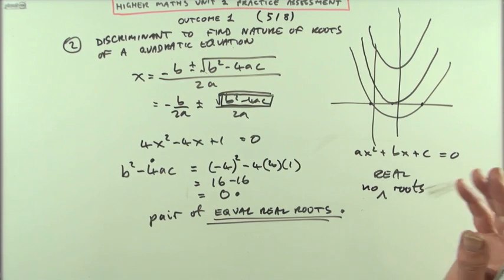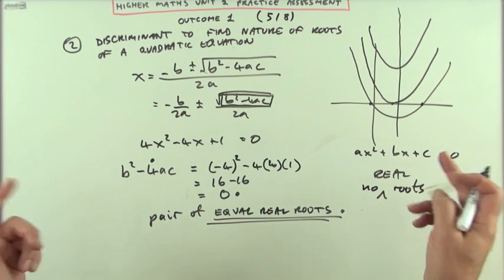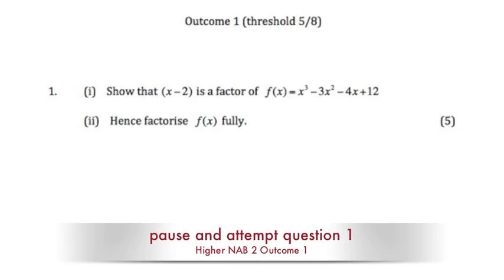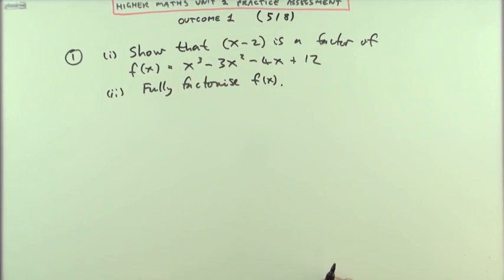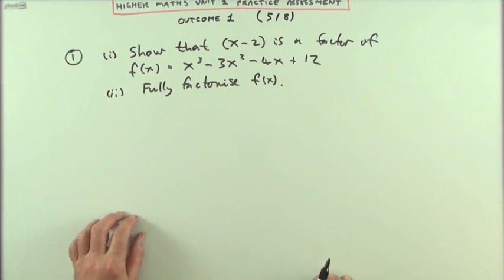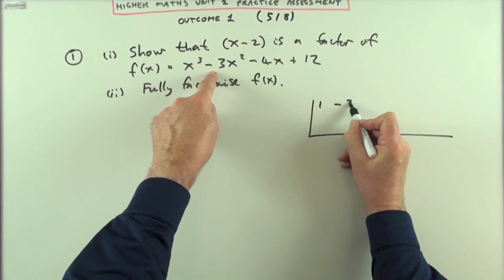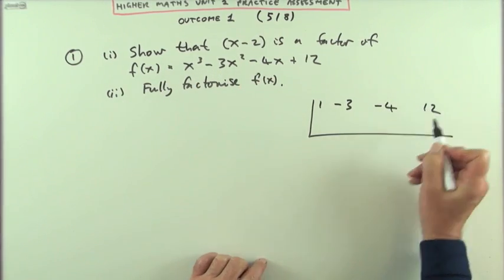Right, try these 2 questions yourself then to see if you'll get 8 out of 8. So, 5 marks available here. How would I set this out? First of all, I'd just set out my synthetic division. Coefficients 1, -3, -4, 12.